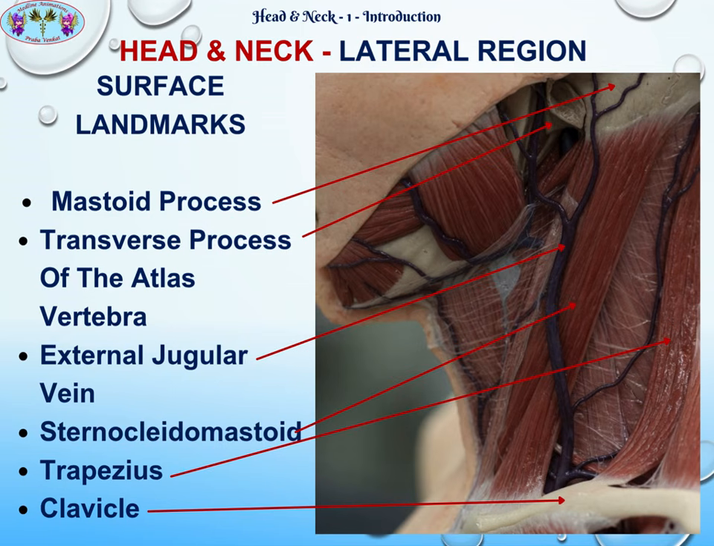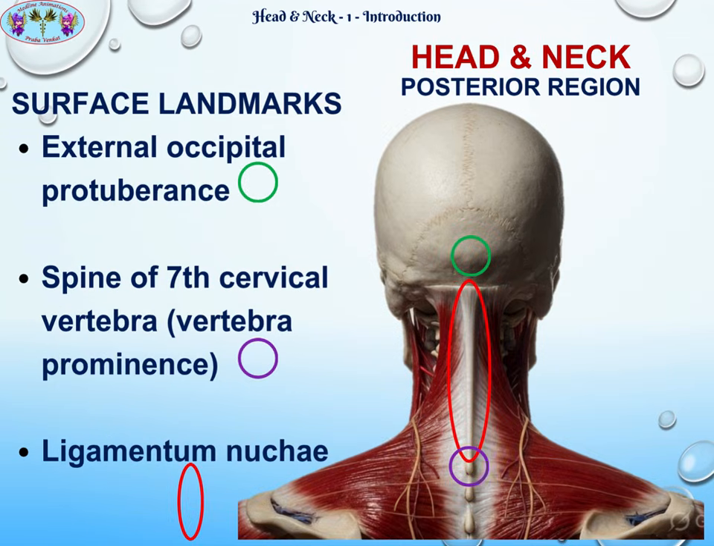The important surface landmarks of the lateral region of the neck are the mastoid process, transverse process of the atlas vertebra, external jugular vein, sternocleidomastoid muscle, trapezius, and clavicle. The important surface landmarks of the posterior region of the neck are the external occipital protuberance, spine of 7th cervical vertebra or vertebra prominens, and the ligamentum nuchae.